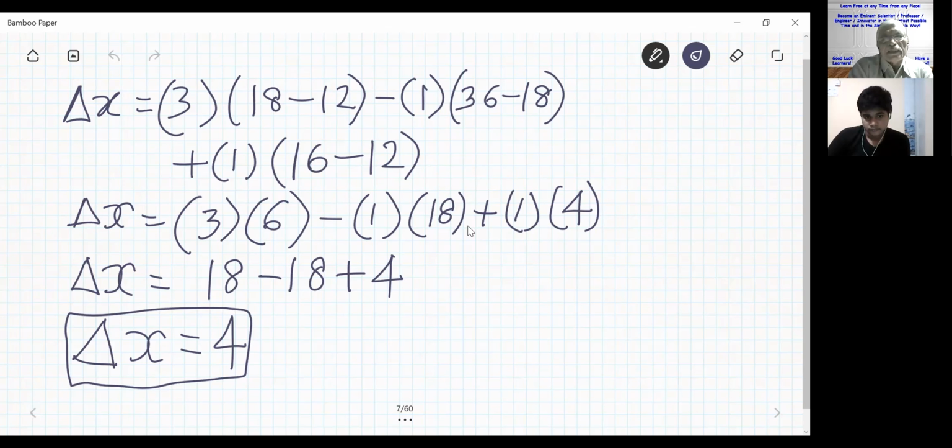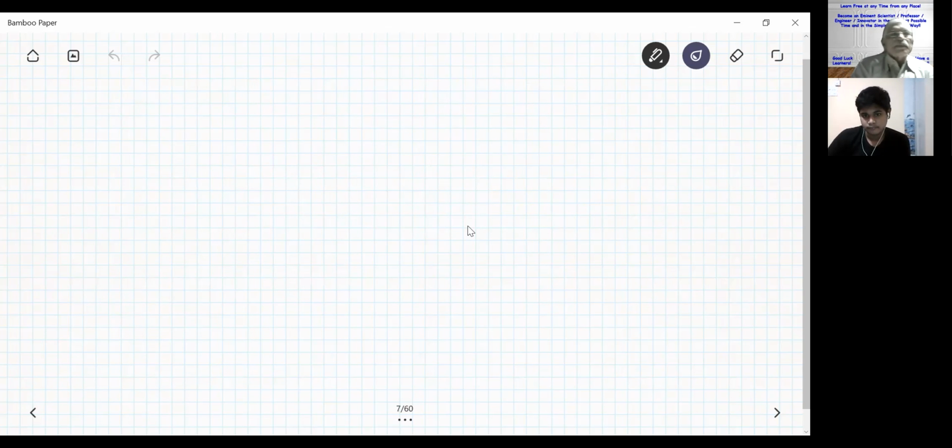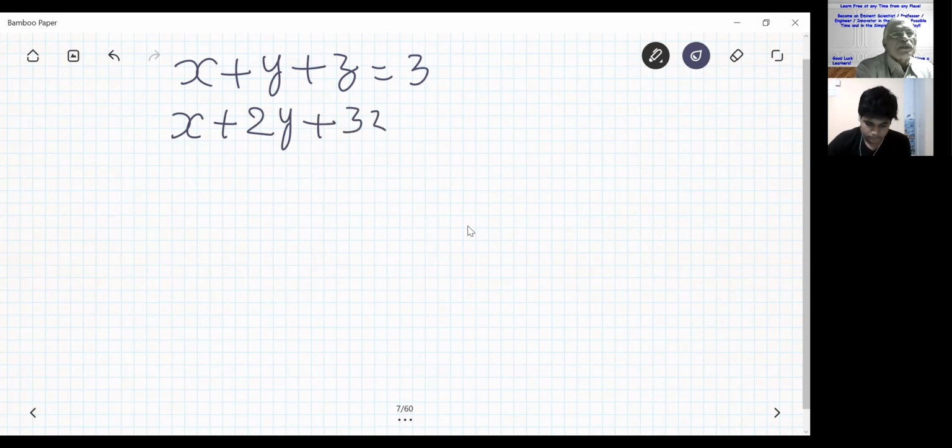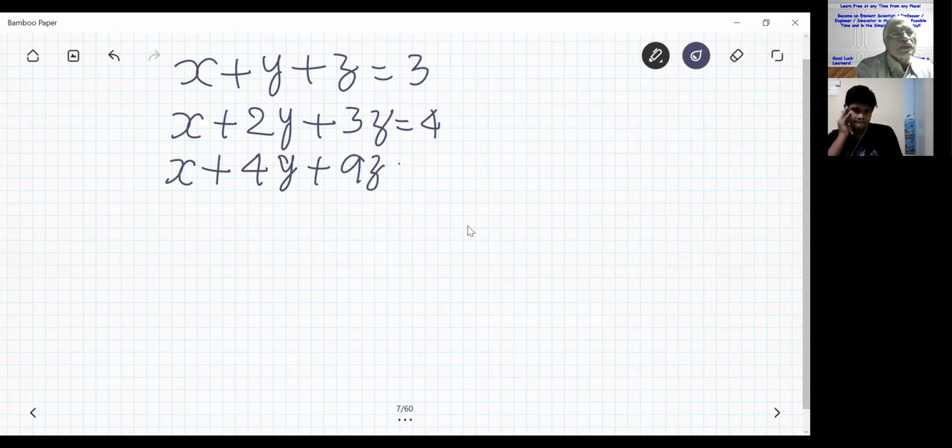Now similarly, we have to find delta Y. The given equations are x plus y plus z equal to 3, x plus 2y plus 3z equal to 4, x plus 4y plus 9z is equal to 6. So we want to find delta Y.